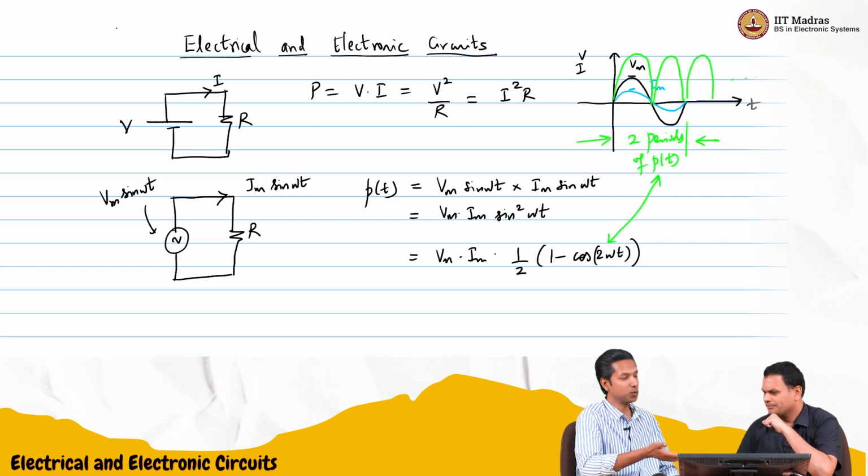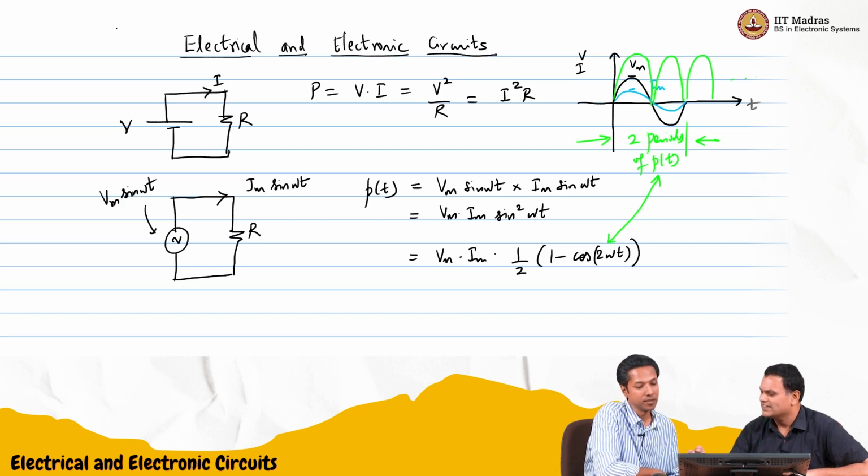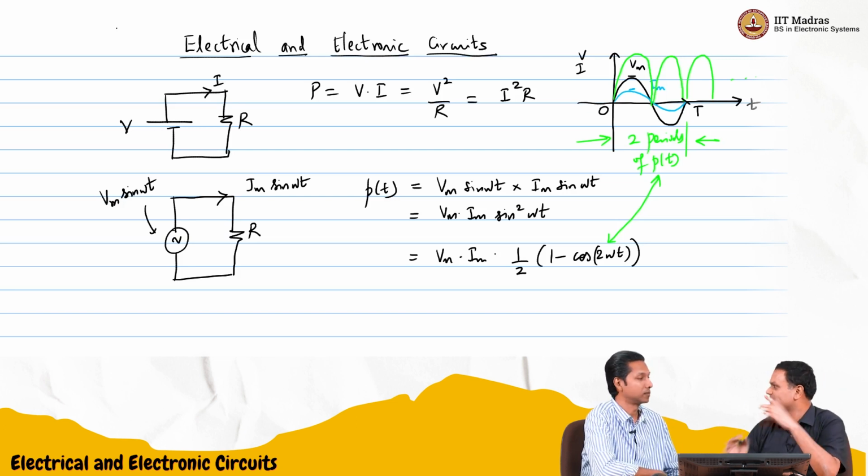Now, if you are using a heater or something, I'm not going to look at each instant of time at what the power is. So I need to get some average value. This sinusoid has some time period T, starting from 0, and after that it's repeating. So we'll just average over this time period T.